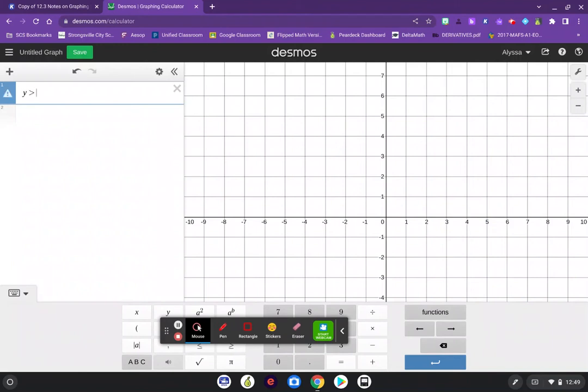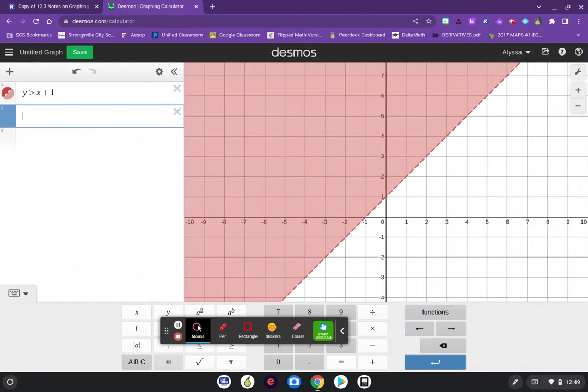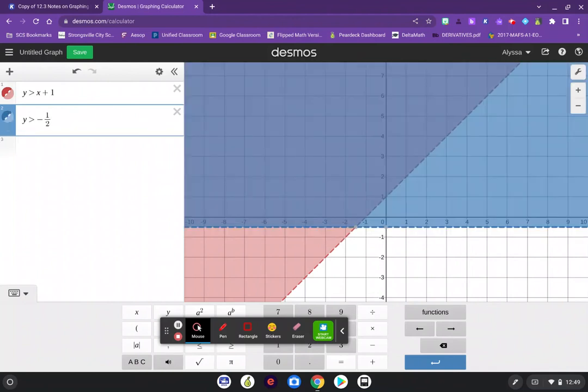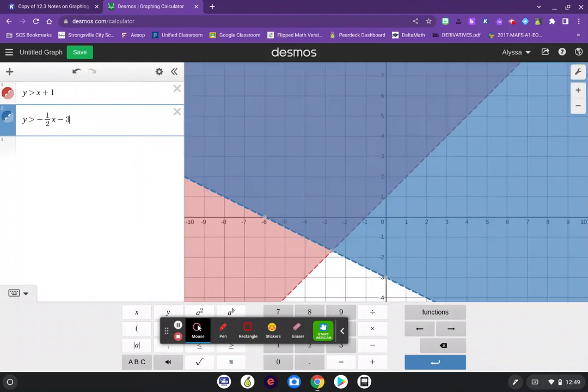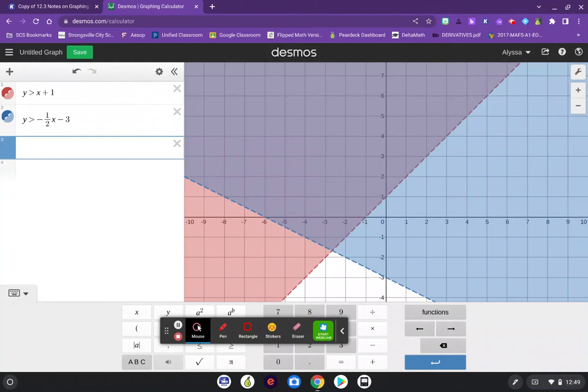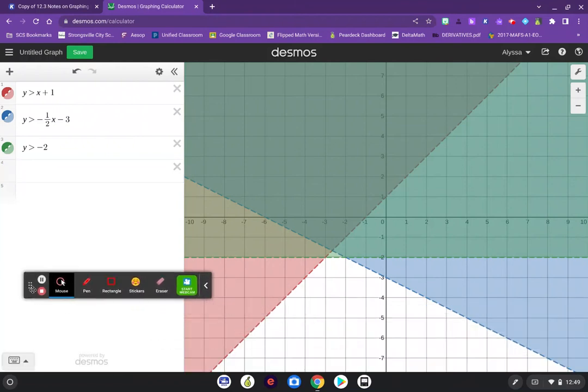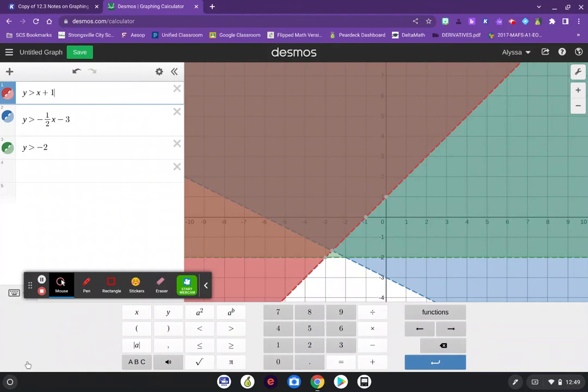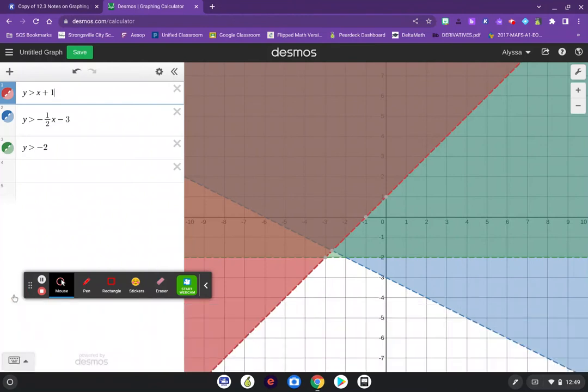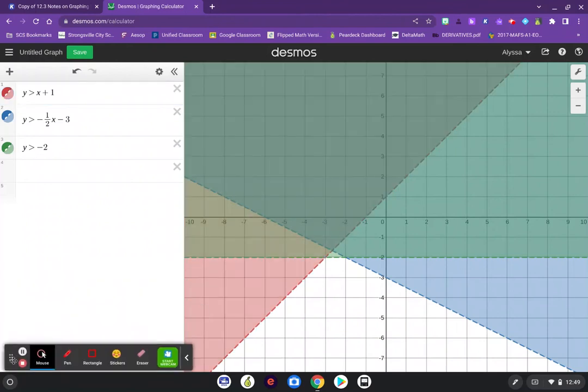But we have y is greater than x plus 1. Ooh, that looks pretty. And we have y is greater than negative 1/2 x minus 3. Well, that's pretty. And we have y is greater than negative 2. So you are going to want to use this keyboard bar at the bottom for some of the others. When you have things like greater than or equal to, those keys are down here when you click on this keyboard.